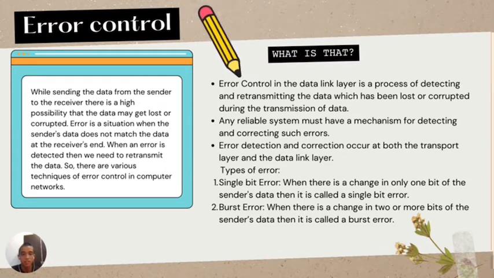Okay, kita ada dua types of error iaitu single bit error, when there is a change in only one bit of the sender's data, then it is called a single bit error. Burst error, when there is a change in two or more bits of the sender's data, then it is called a burst error.